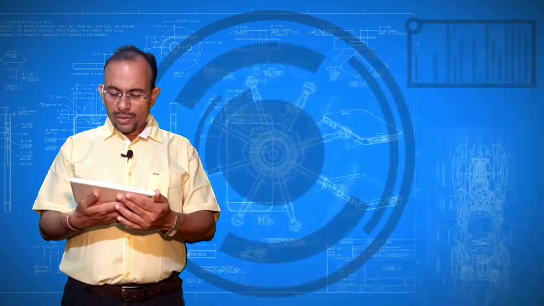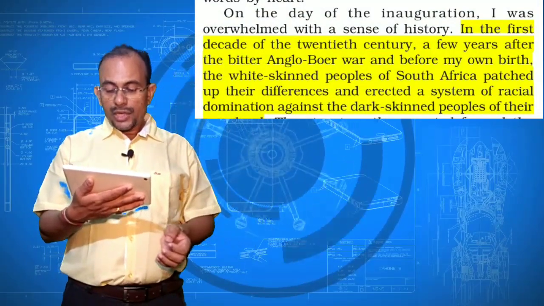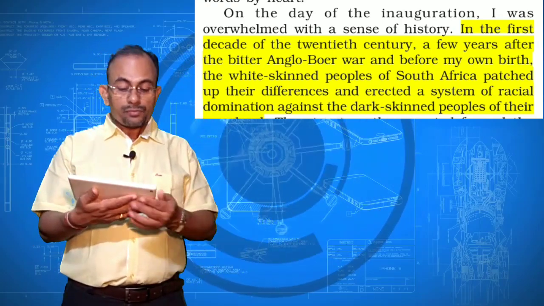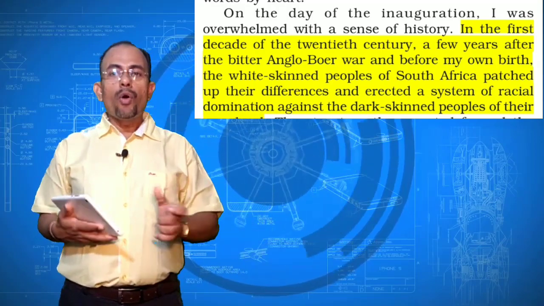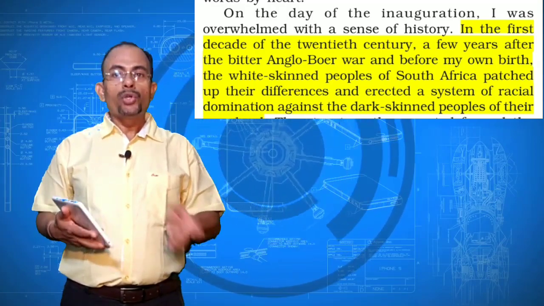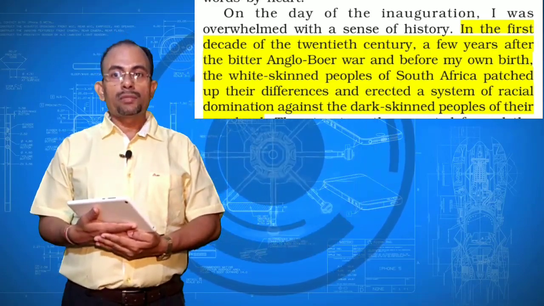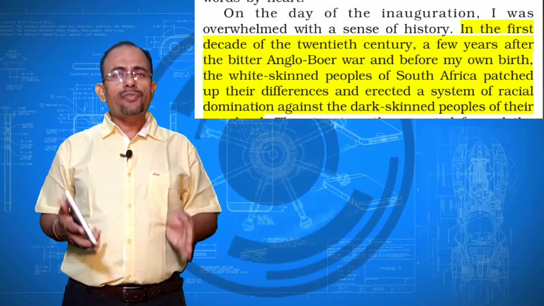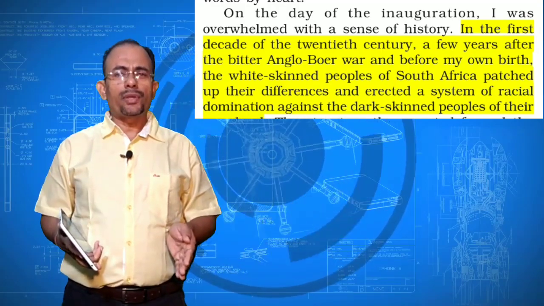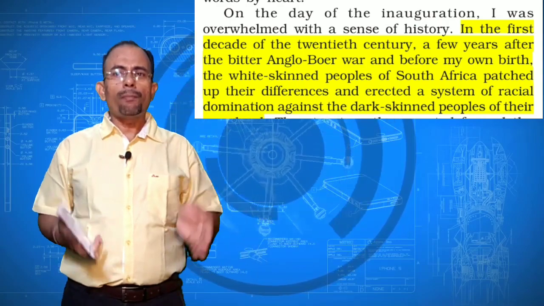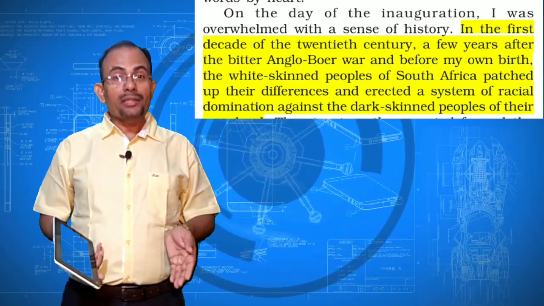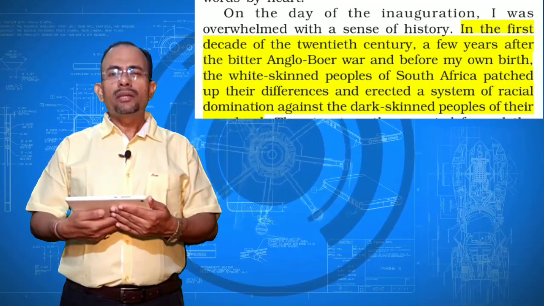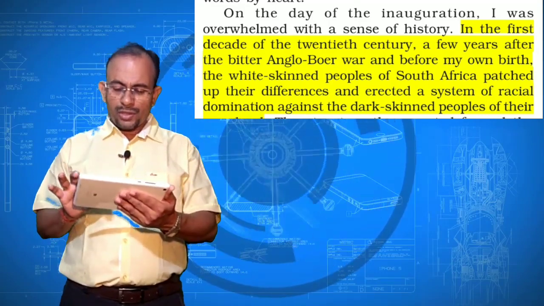Now, next highlighted part, you see towards the end of your page. In the first decade of the 20th century, a few years after the bitter Anglo-Boer War and before my own birth. Let me explain the meaning of this. Anglo-Boer War refers to the war between the British and the Boer tribe of South Africa, which took place between 1899 and 1902. Mandela means to say that in the first decade of the 20th century, after the Anglo-Boer War, the white-skinned people of South Africa patched up, that is repaired or stopped temporarily, their differences, but set up a system of racial discrimination against black people of the same country. So it's a regret, it's a shame. That is why he is mentioning this fact here.